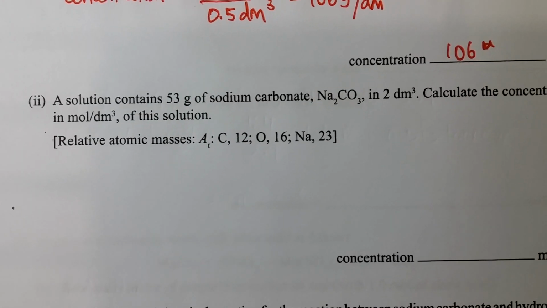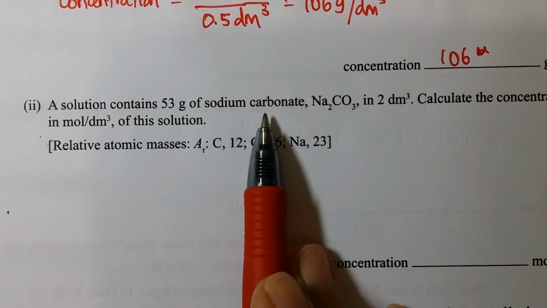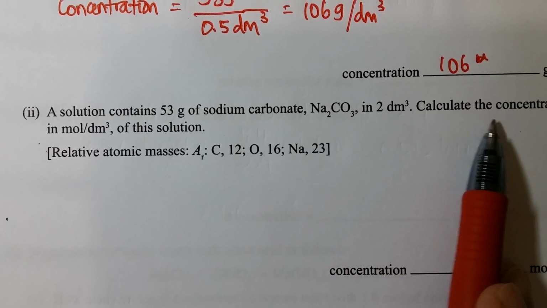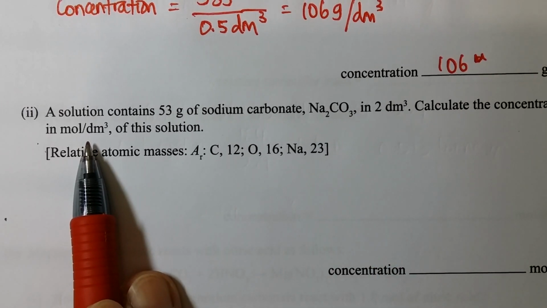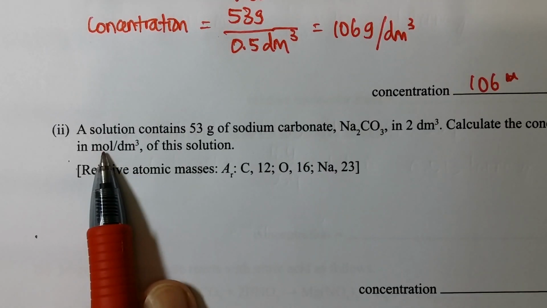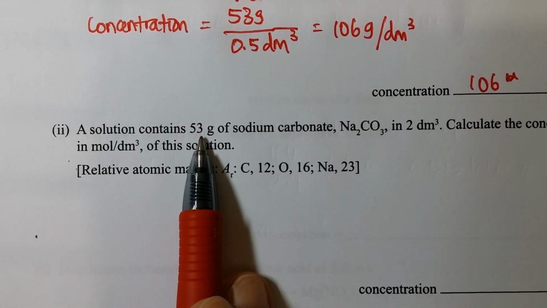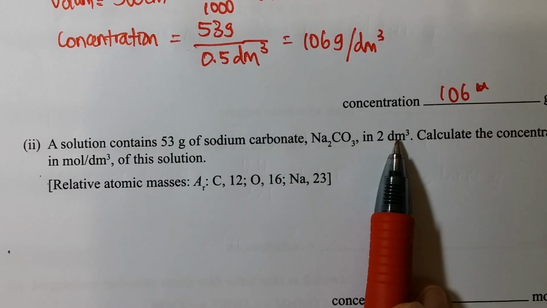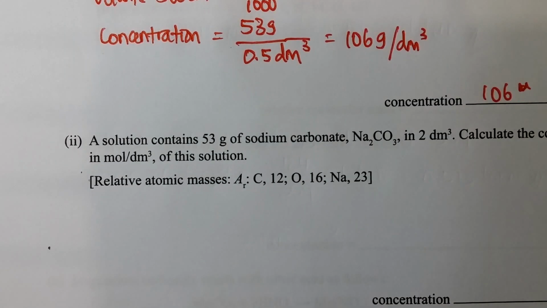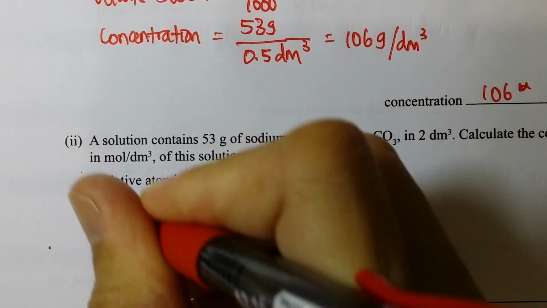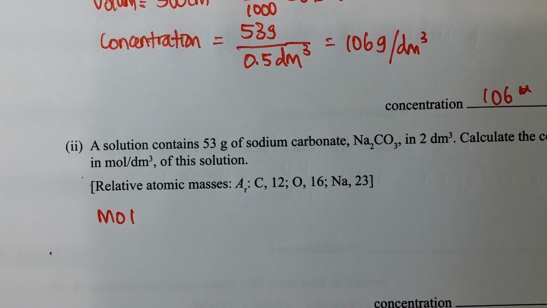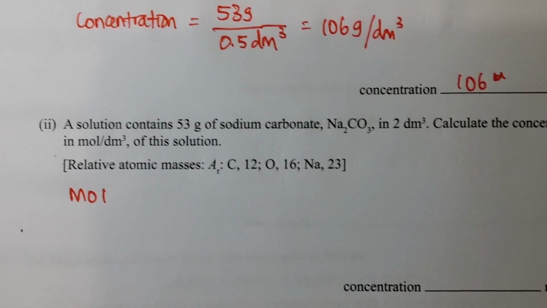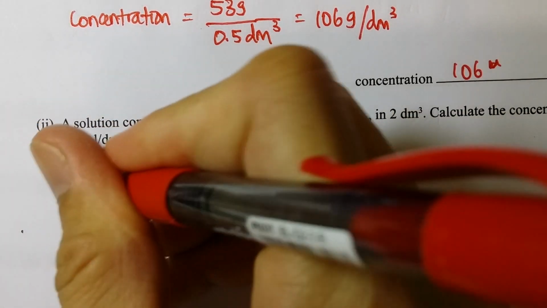Okay, for part 2, a solution contains 53 grams of sodium carbonate, Na2CO3, in 2 dm cube. Calculate the concentration in mole per dm cube. So you have to find out how many mole. 53 gram is how many mole, and the dm cube, the volume, is already given. In order to find out the mole would be mass over Mr. So you have to find out the Mr first.